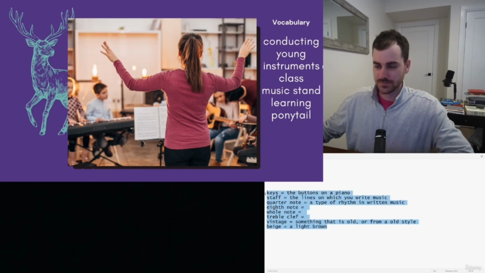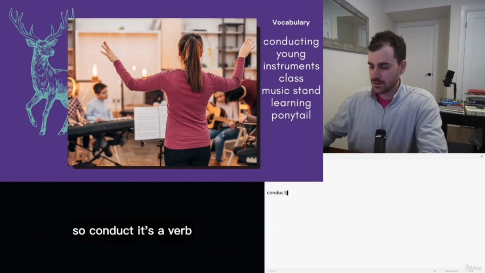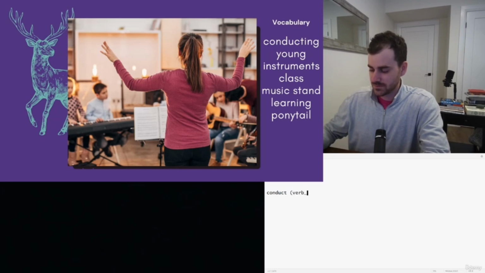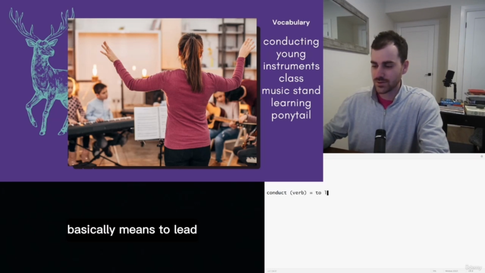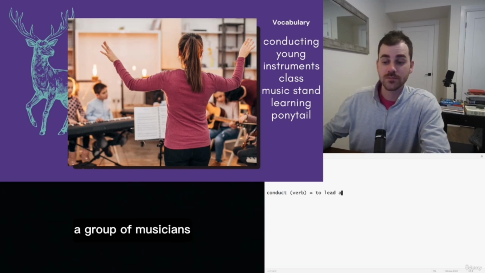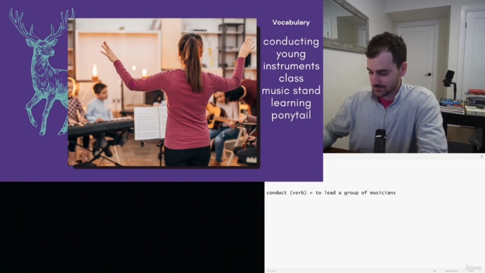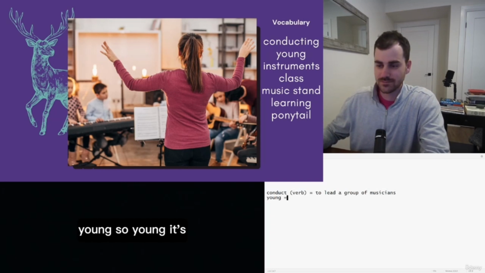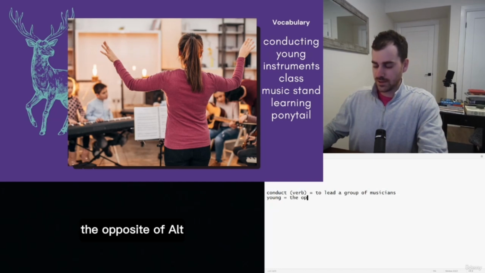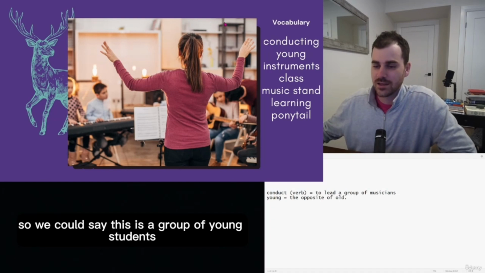Okay, the next picture. So conduct, it's a verb, basically means to lead a group of musicians. So we can say this teacher is conducting the class. Young. So young, it's the opposite of old. So we could say this is a group of young students.